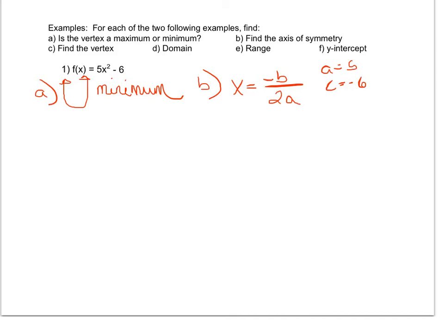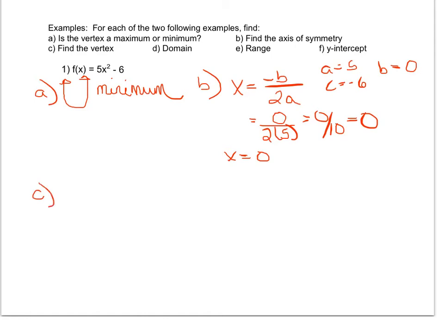If the term I'm looking for is not written, it must mean that that term is 0. So my linear term is 0, therefore my coefficient, or my b, is also 0. So I'm going to plug in and have -0, which there is no such thing, so I'm just going to write it as 0. 2 times 5 gives me 0 over 10, which is just 0. So my axis of symmetry is x equals 0.